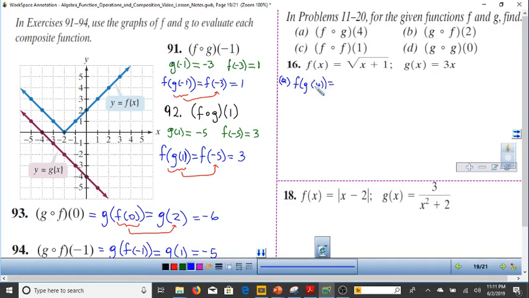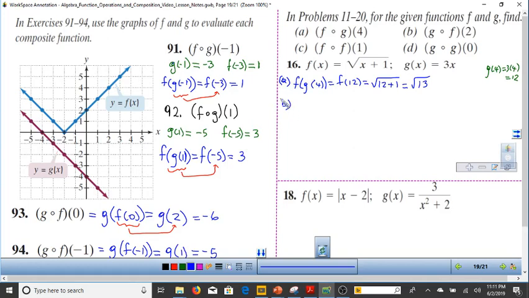So let's find g of 4. g of 4 is 3 times 4, which is 12. I'm just going to do a little work on the right side here. So g of 4 is equal to 3 times 4, which is equal to 12. So that means we're finding f of 12. Now f of 12 is simply the square root of 12 plus 1, which is the square root of 13, which we'll leave as that.